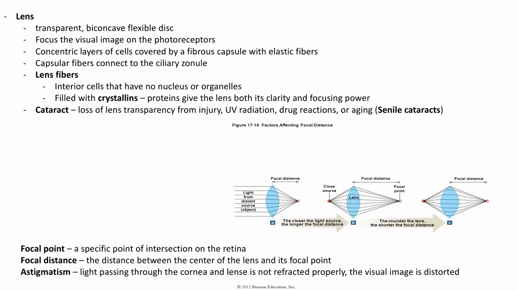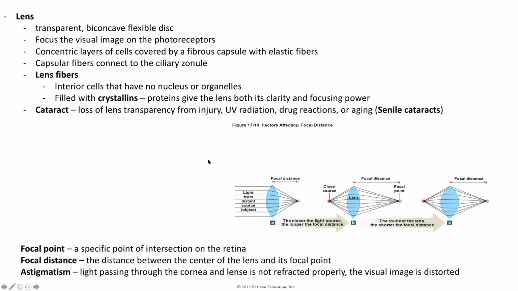So the lens itself is made up of cells. They don't have any organelles. They have crystallins. Crystallins are proteins that give the lens both the clarity and focusing power. A condition where the lens transparency decreases is called cataract. This could be from different drugs, injury, UV, or just aging causes the lens to become more cloudy.